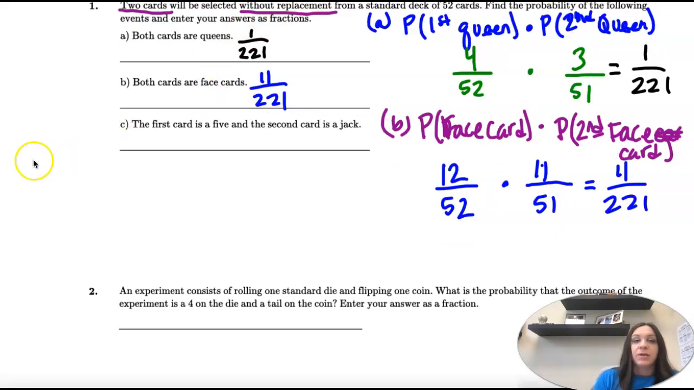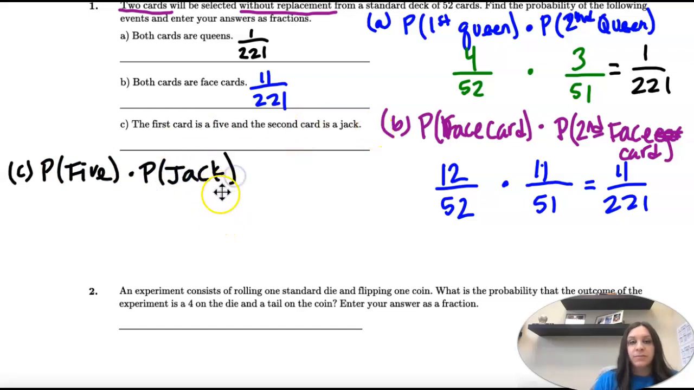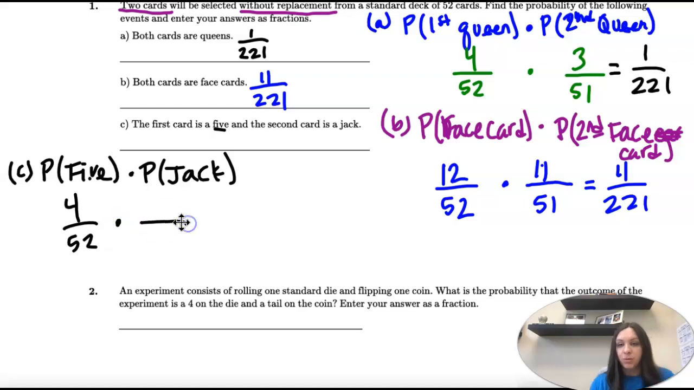Okay, let's do our last one. C. We want the probability of a 5 and the probability of a jack. Okay, so we're starting with our 52. How many 5s are there? What's the probability of a 5? There's 4 5 cards. We drew 1. Okay, how many cards are left in the deck?